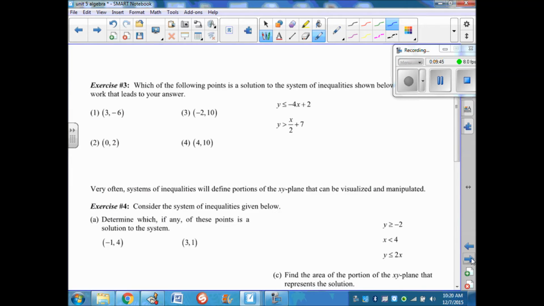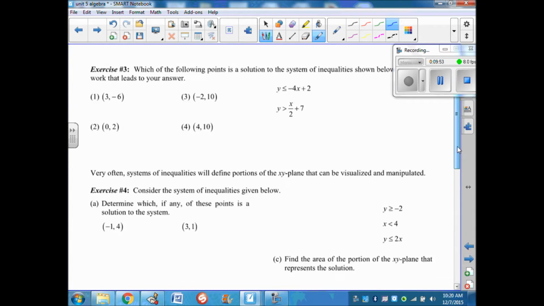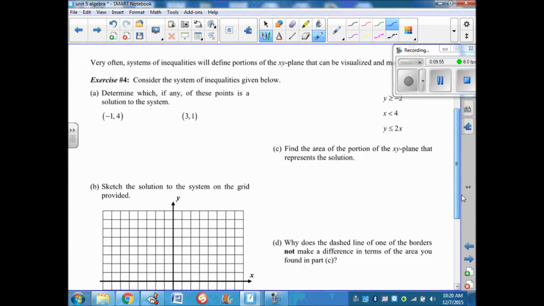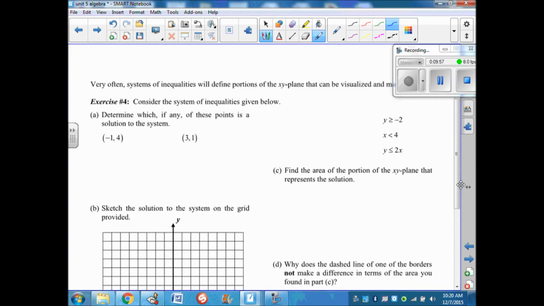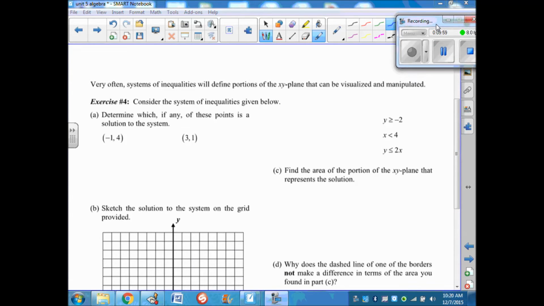Go ahead and flip the page, and I think we're going to hop over question 3, and let's take a look at question 4. So question 4 is still a system. Now remember, what makes something a system, it's got 2 or more equations or inequalities. So this one has 3. So it's still an "and" situation. So everything has to be true in order for it to be a solution.